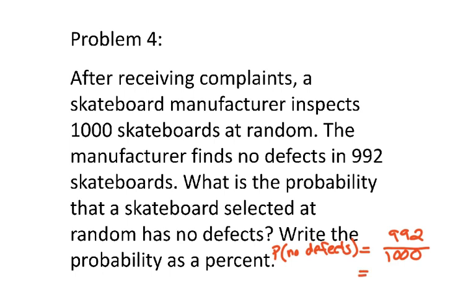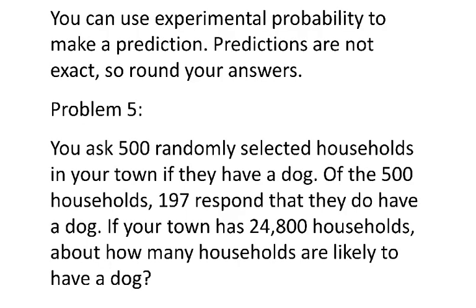And it wants us to write this as a percent. So when I divide these, I'll get the decimal. So 0.992. Move the decimal point over, so this will be 99.2%. Right. We can use experimental probability to make predictions. Predictions are not exact, so we can round our answers a little bit.